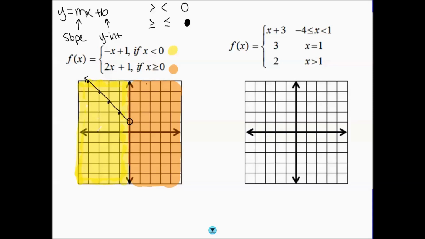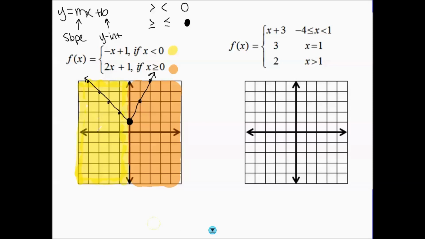Then to graph the second equation, 2x plus 1, our y-intercept is 1, and since our function is defined for when x is greater than or equal to 0, we're going to use a closed dot here. And then our slope is 2, so we go up 2 over 1 and connect the dots. So that's the graph of our first piecewise function.